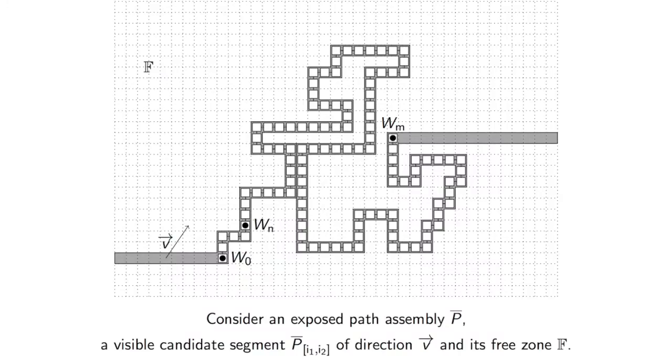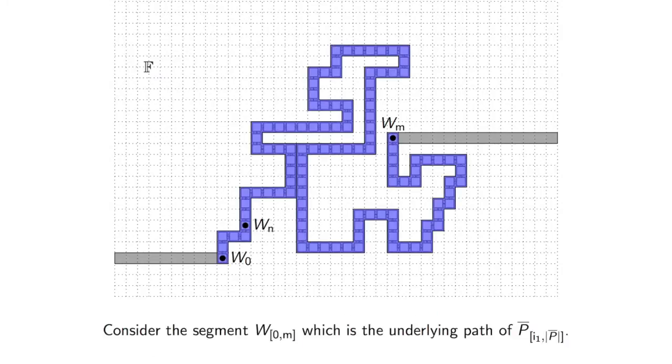Consider the setting of the previous video. We consider a path assembly P producible by a tile assembly system. We also consider a visible candidate segment of P of direction V and its free zone F. The window of the free zone is W and it is drawn in gray. Consider the segment of the window from index 0 to index M. This segment is in blue.